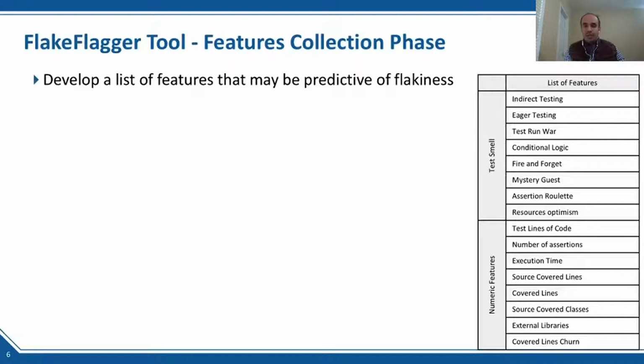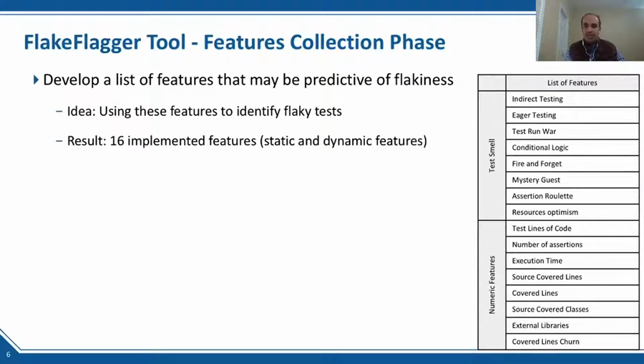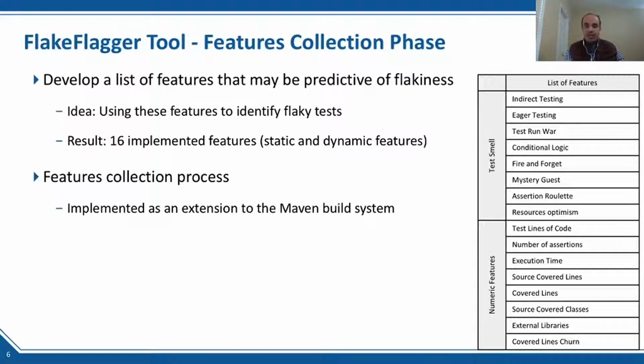In the feature collection phase, we develop a set of features that we believe can be predictive for flakiness. As shown in the table, we have listed different test smells and other numeric features. The idea is that we represent each test as a row of values based on these features to be used in flakiness prediction. The result of this phase is a set of 16 features. FlakeFlagger features are based on dynamic analysis, and the collector is an extension to the Maven build system.